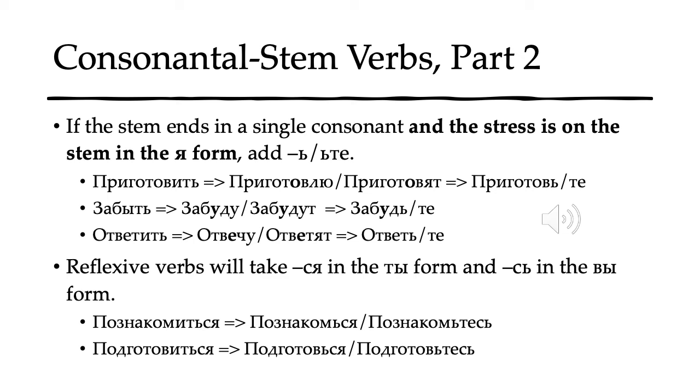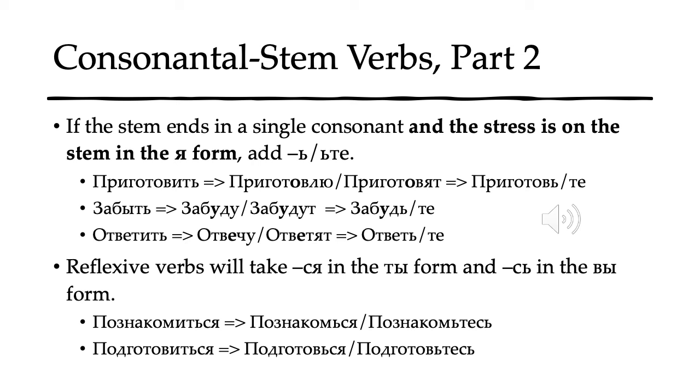And we're going to write в, мягкий знак, те, е. The same with забыть, to forget. Забуду, забудут is going to become забудь, забудьте. And we're going to write дь, мягкий знак, те, е. The same with ответить, to answer. Отвечу, the stress is on the stem. Ответит, we take the stem from the они form, so it's going to end in т, not ч, like in the я form. And we're going to have ответь, ответьте. And if that's not a tongue twister, I don't know what it is. And we're going to write те, мягкий знак, те, е.